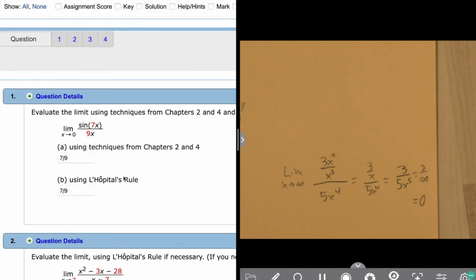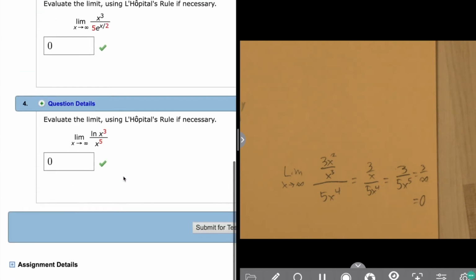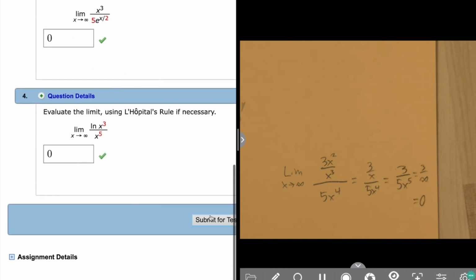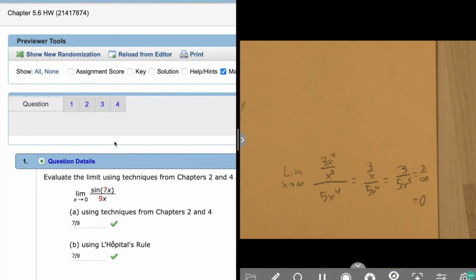And let's submit. Well, I forgot to answer that one, but it's 11. Cool. Yay, I just got 100 on my first homework of the course.